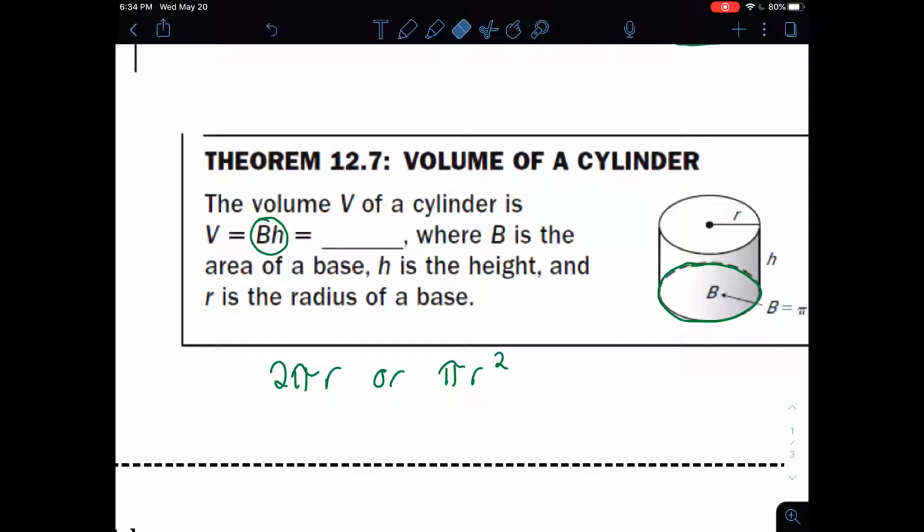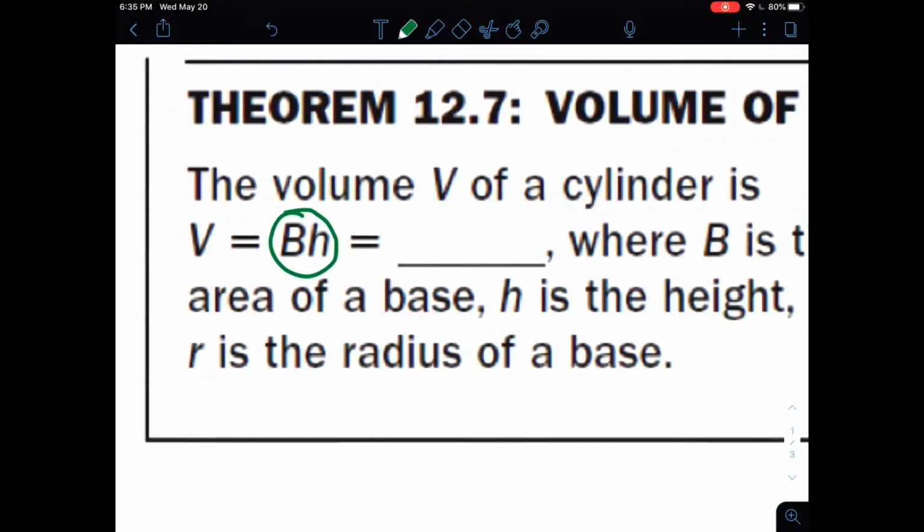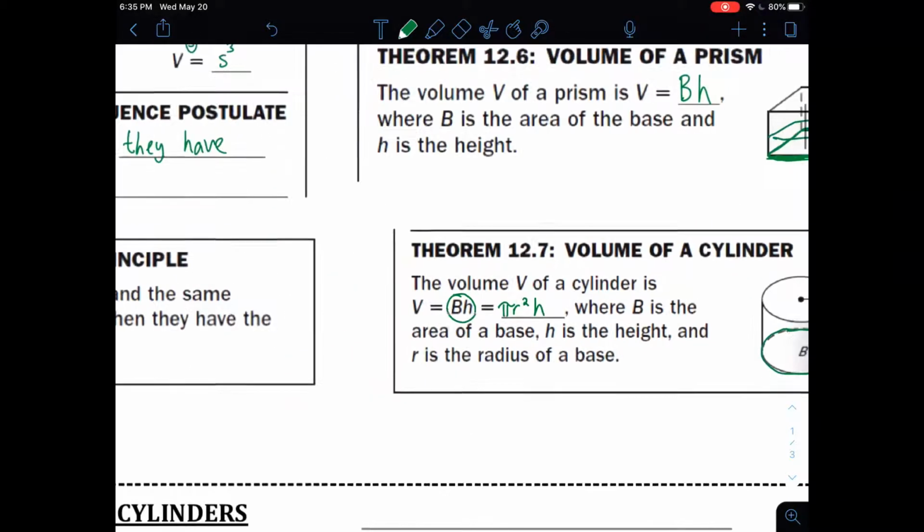And if you are not sure which one is which, a shortcut is area is square feet. So the squared one is going to be area. All right? I don't know if I mentioned that in previous videos. So the area of the base is going to be pi r squared, and then we're going to multiply by the height of the cylinder.